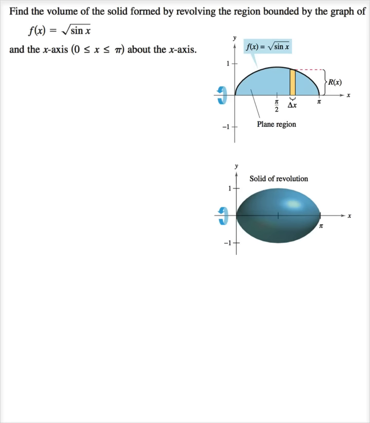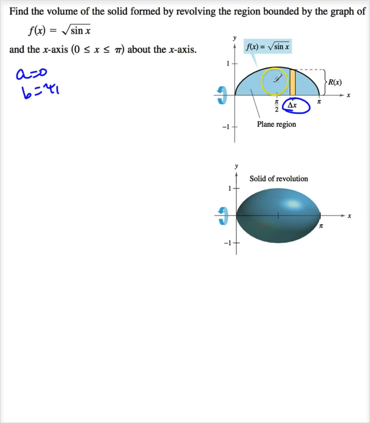So let's do a problem. Suppose I want to find the volume of the solid formed by revolving the region of the graph bound by f of x is the square root of the sine of x, and the x-axis for x between 0 and pi. So we draw the graph, draw the representative rectangle. So I see I have delta x. So I know I need to put my limits in terms of x. So A is going to be 0 and B is going to be pi.